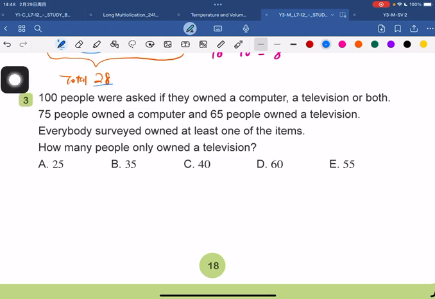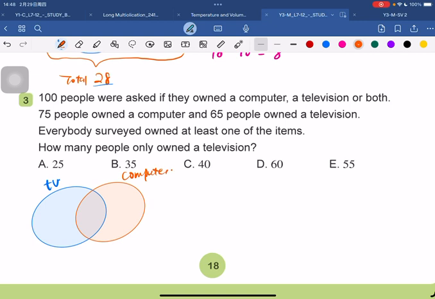So in this question, we still have two groups, right? Some of these people owned television, while some of them owned computer. So we can put them into different groups, TV and computer. Okay, so we also know 75 of them owned a computer, so that would be the whole circle on the right. 65 people owned a television, that will be the total amount of people on the left. And also, we have 100 people were asked in the survey, so 100 will be the total amount of students.